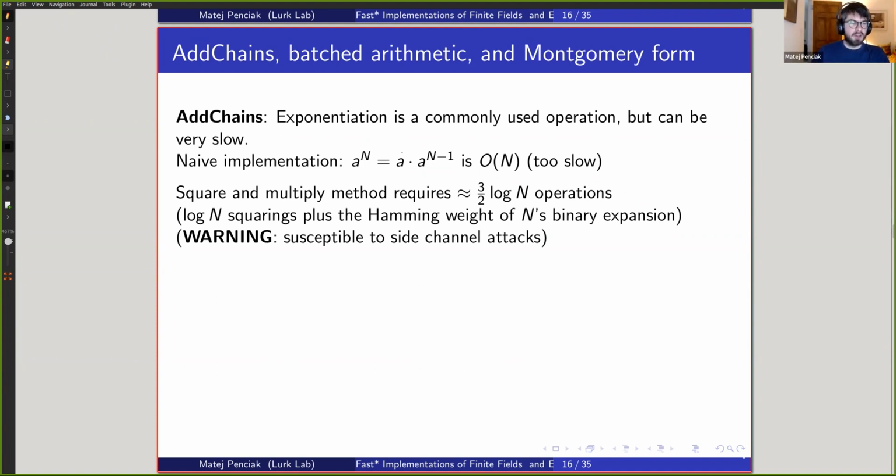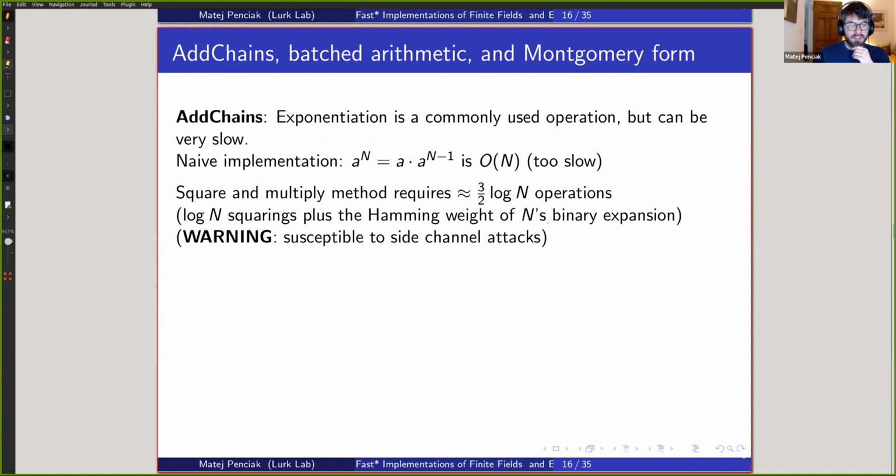And so you essentially take n, write it out in its binary expansion, and you just either square it or multiply it with a different power until eventually you build up a to the n the way that you would want. But this square and multiply method requires about 3/2 log n operations, which is a lot faster than O of n, but it has the potential to be a little bit slower than the optimization I'm about to say.